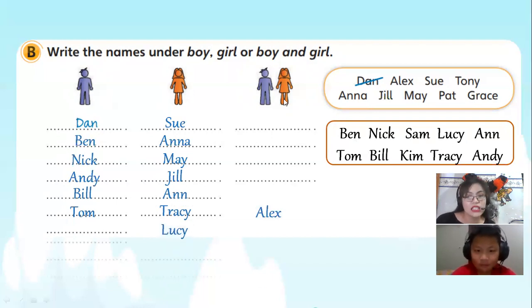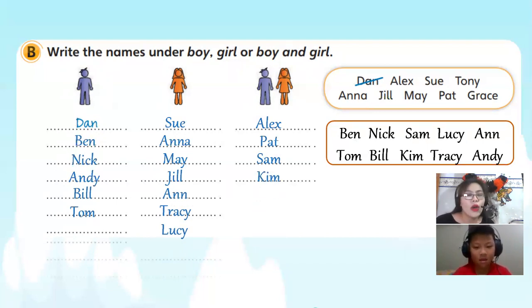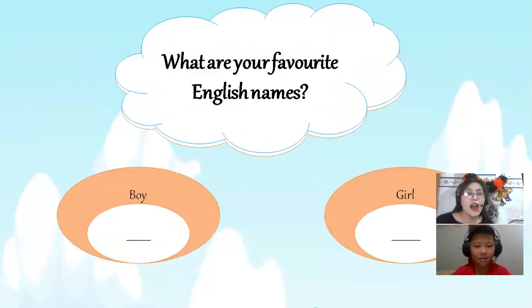Now, let us see what are the names under both. Oh, we got Lucy. Oh, Alex. Oh, no. Oh, it's okay. Alex could be for boy or girl's name. And Pat. Pat also could be a boy or girl's name. Sam, it could be a boy or girl's name. And Kim also could be boy or girl's name. Oh, it's okay. That's okay.